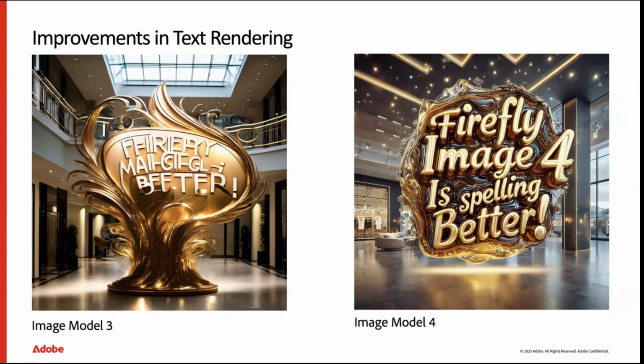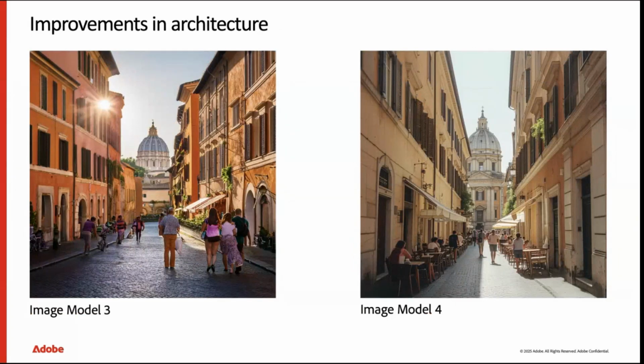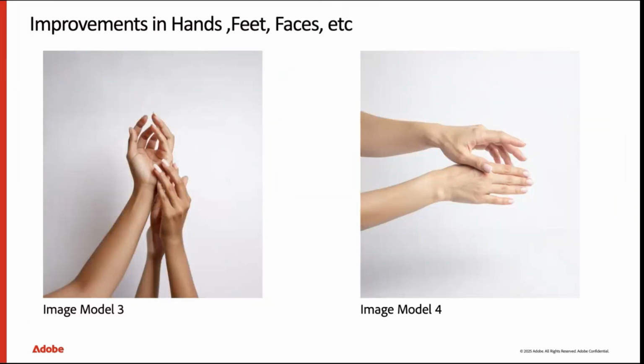So you can see how the text was rendered in image model 3 and how better it is in image model 4. Then of course, improvements in architecture, better perspective, more realism. And then most importantly, what I talked about, human faces, hands, feet. So we've tried to bring in significant improvement there as well.